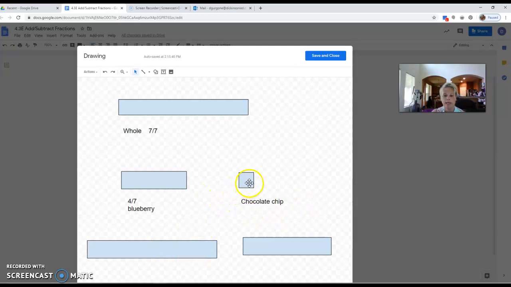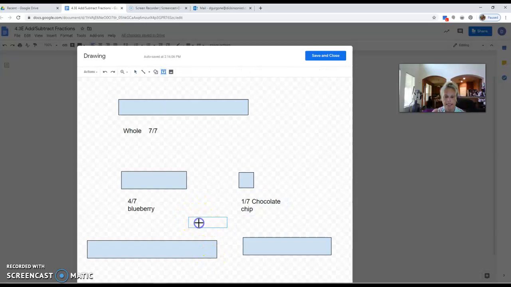But if we have 1/7, oops, I forgot to write that in front of chocolate chip. So we have 1/7 of our waffles are chocolate chip and 4/7 of our waffles are blueberry. So if you add 4/7 plus 1/7, let's get another text box here.